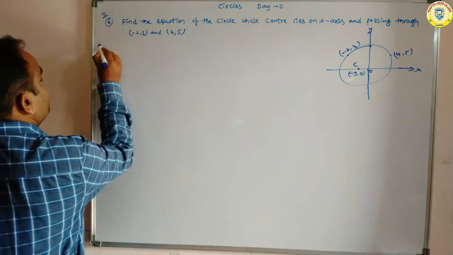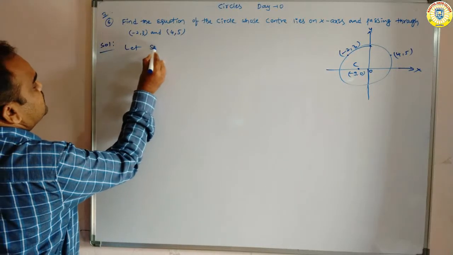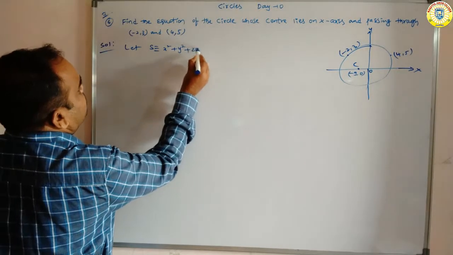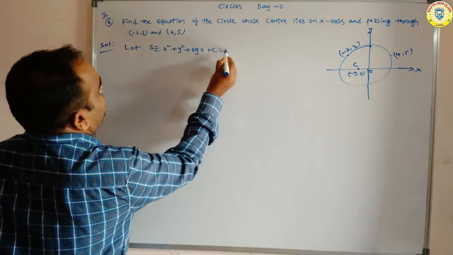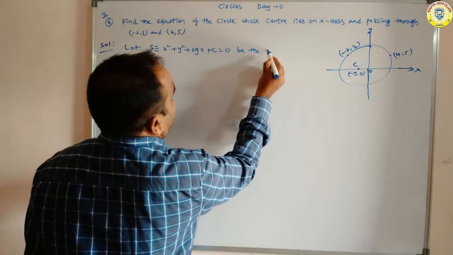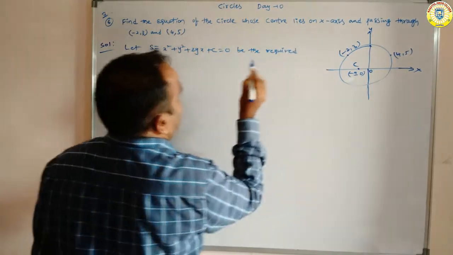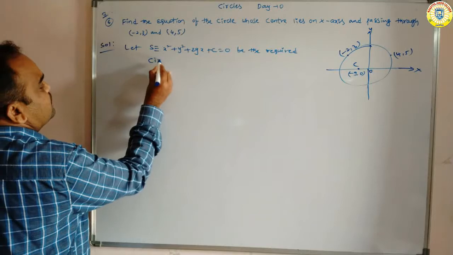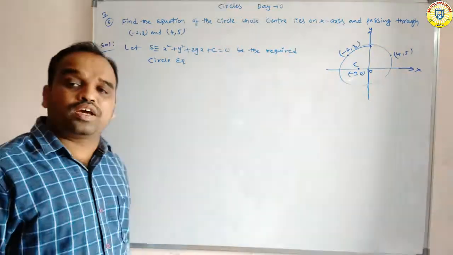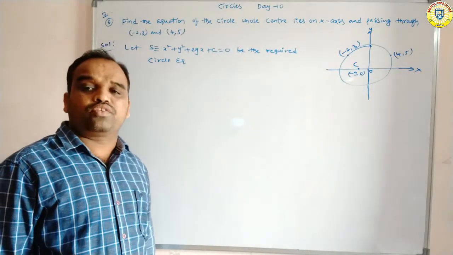Now the solution. Let S equal to x squared plus y squared plus 2gx plus c equal to 0 be the required circle equation.